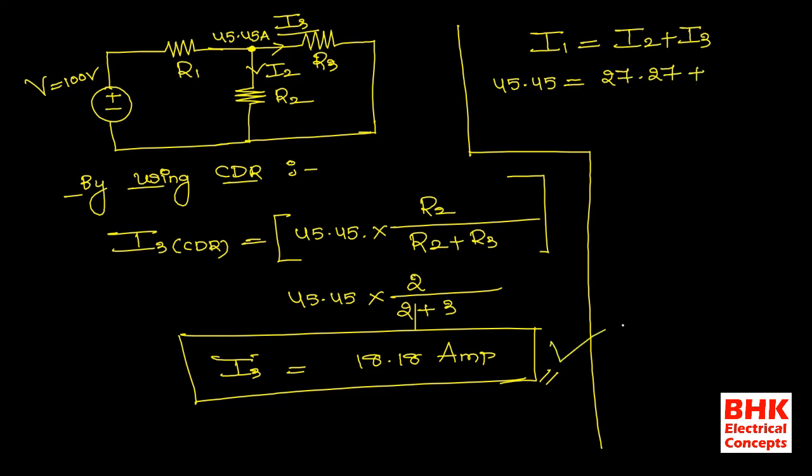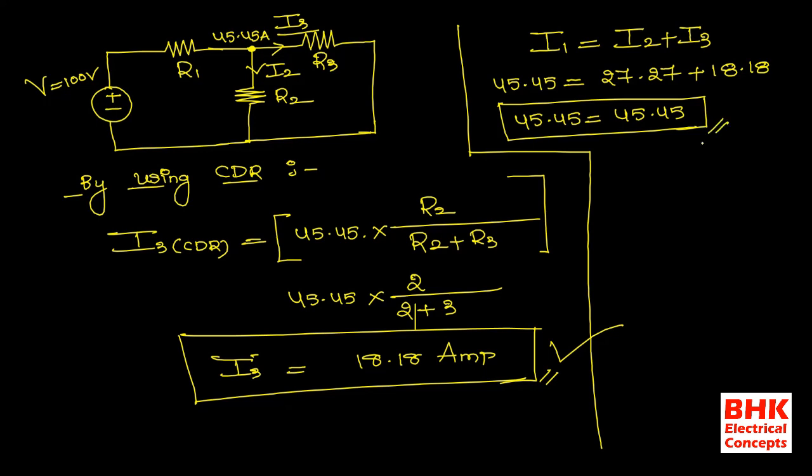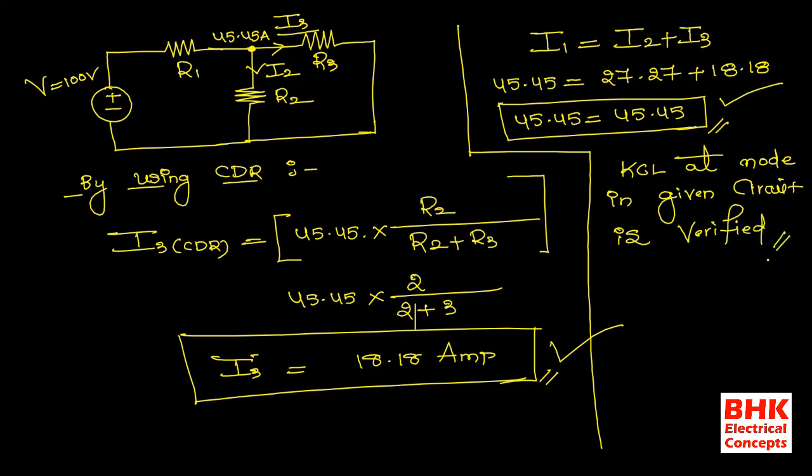And I3 is 18.18 amperes. Now if I add 27.27 plus 18.18, then you will get the value of 45.45. It means incoming current is equal to the sum of outgoing currents. So here KCL at a node in the given circuit is verified. Like this, we need to verify Kirchhoff's current law in any circuit and at any node point.